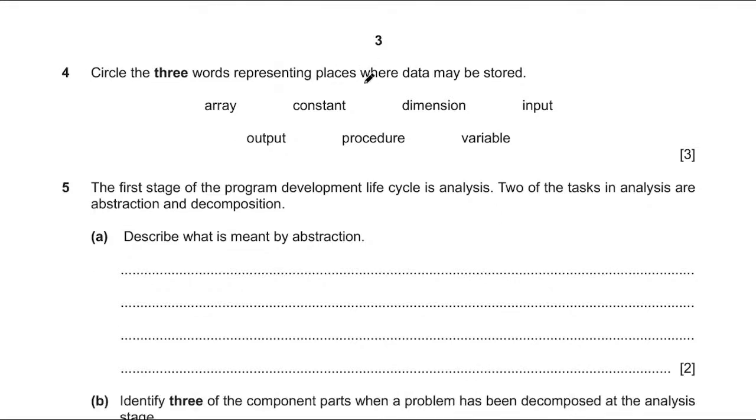Circle 3 words representing places where data may be stored. Array, constant, dimension, input, output, procedure, variable. So can you pick out 3 words from these given lists? Can you write them in chat? Which of these 3 words are places where you can store your data? The first one is obviously array. The second one constant. The third one variable. Those of you who got it right, congratulations. Those who did not, well, better luck next time.